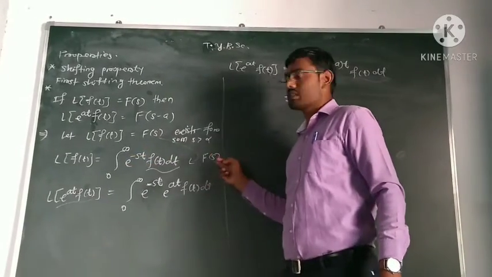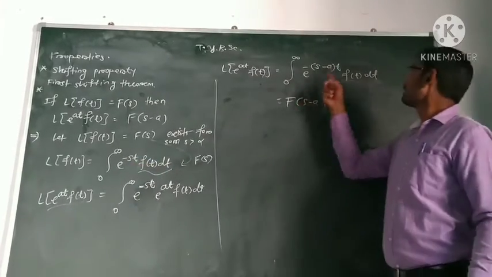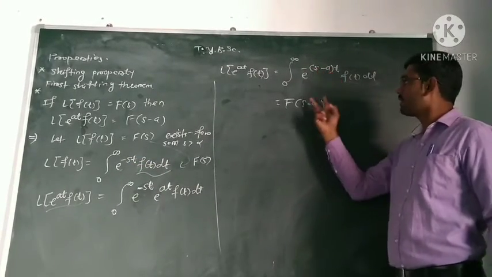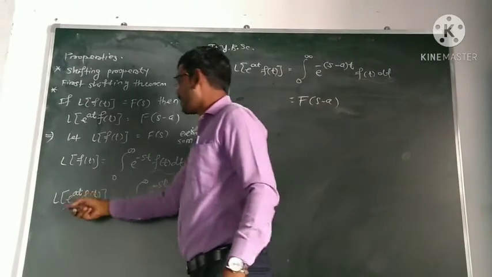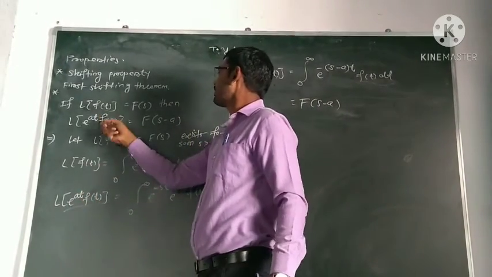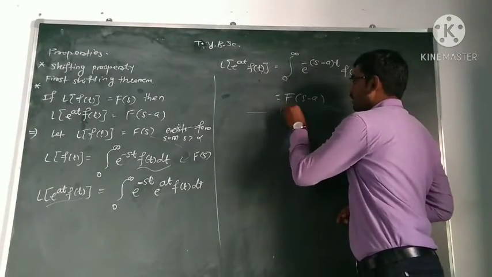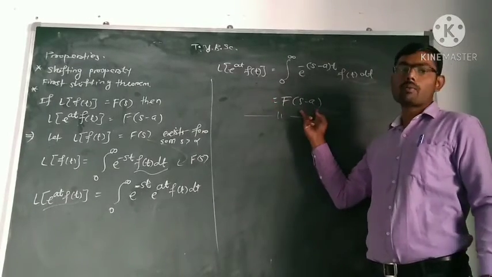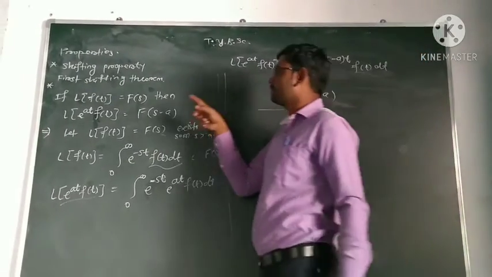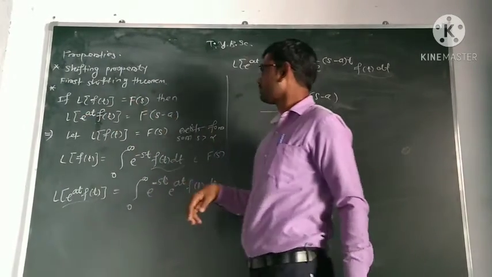Here this value is F of s, because here the coefficient of t is minus s, and here the coefficient of t is minus s minus a, so this value is equal to F of s minus a. Okay. So the Laplace transform of e raised to power at into f of t is equal to F of s minus a. This is the first shifting theorem, or the shifting property. By multiplication with e raised to power at, F of s is shifted to F of s minus a.